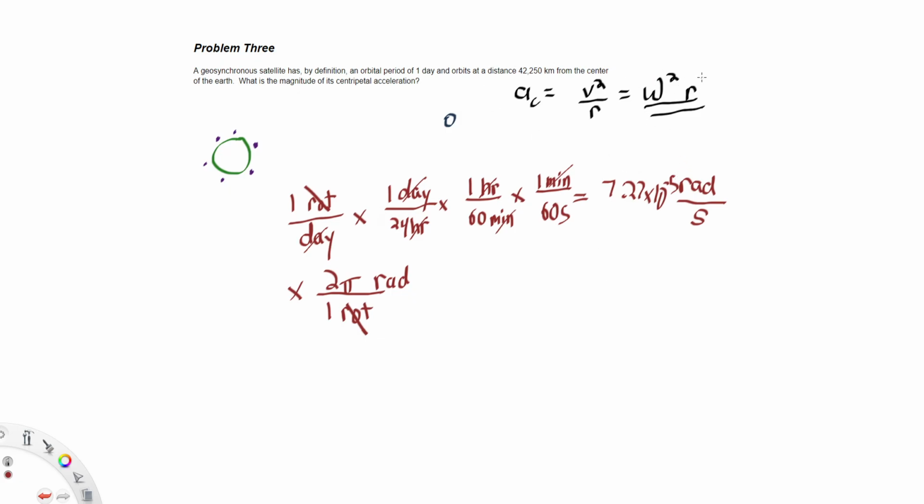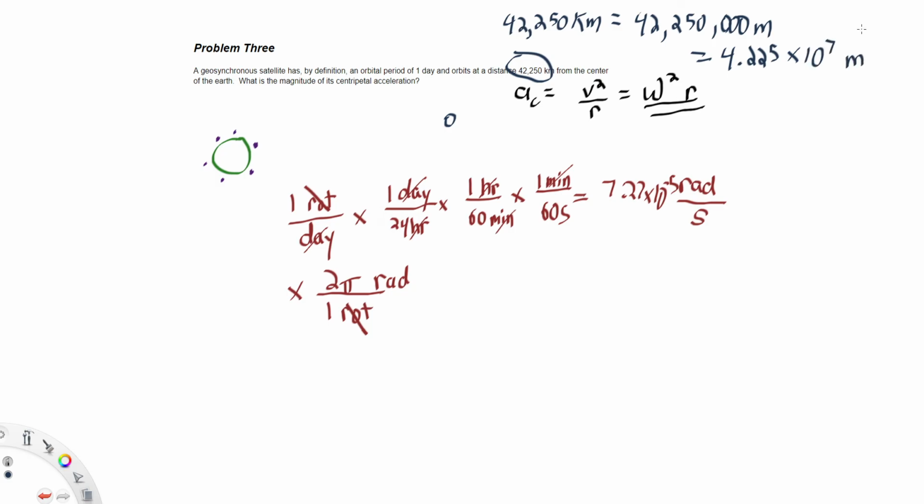The other piece of this that we need is our radius. And we need our radius in meters rather than kilometers. So we have to make this note, right? 42,250 kilometers is equal to 42,250,000 meters, which we're going to write as 4.225 times 10 to the 7 meters. Okay.